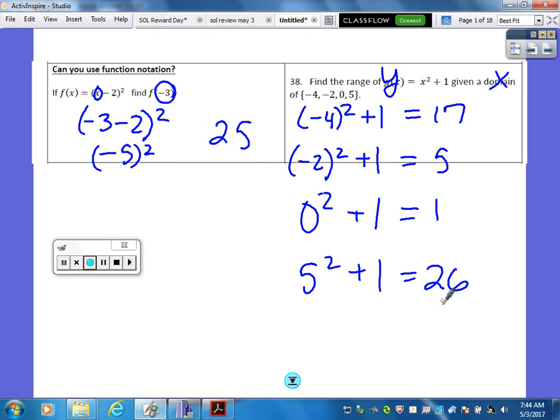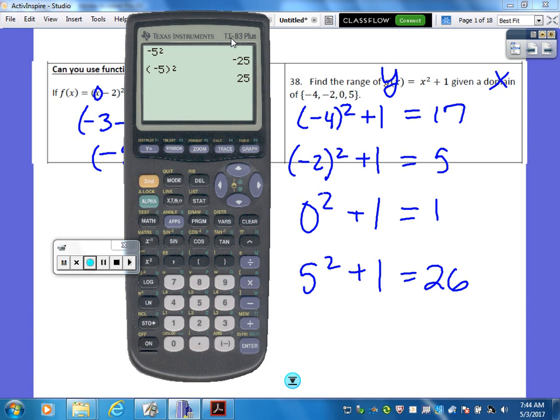Again, if you're going to stick this in your calculator, and sometimes you will, just be careful. Make sure you put those parentheses around those negatives before you square them so that you get the correct answers.